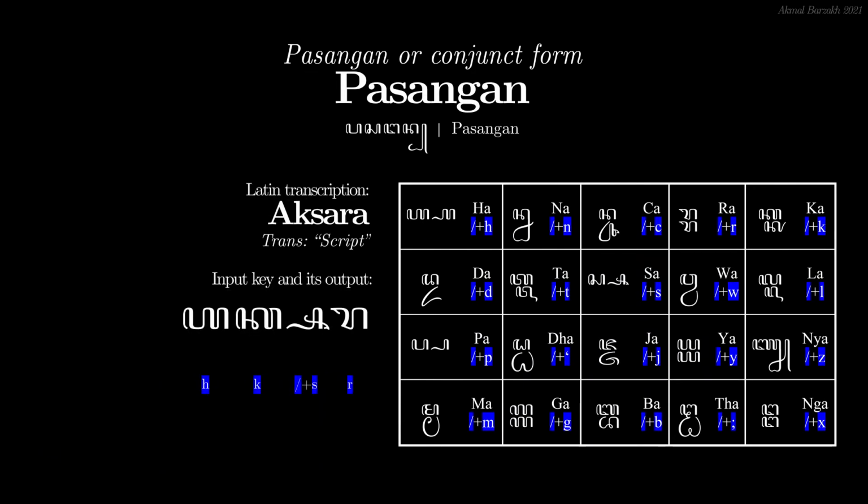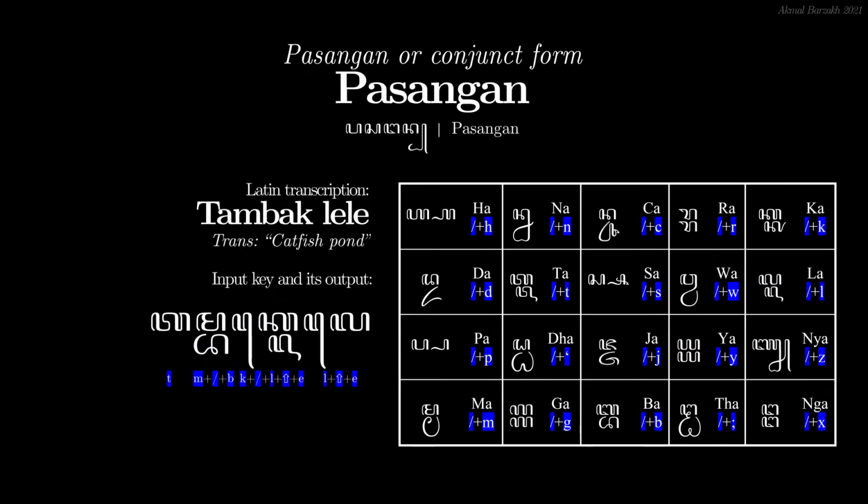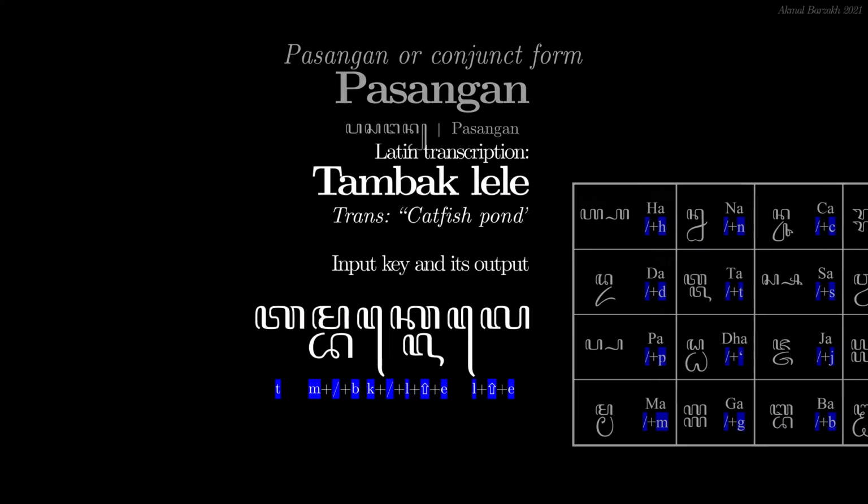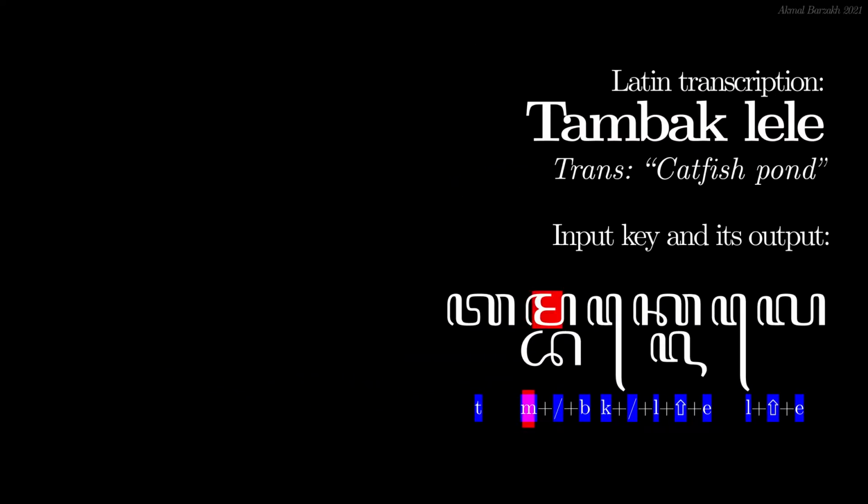For example, Aksara. The consonant K is guild and followed with the Pasangan Sa. Another example is Tambak Lele. The consonant M is guild and followed with the Pasangan Bo. And the consonant K is guild too and followed with the Pasangan Lo, paired with the Sandhangan Swara A or taling on the side. If you want to type a guild consonant with the pasangan afterwards, just press slash after the guild consonant, then the following consonant will be rendered as the pasangan version. So if you want to type tambak lele, just press this set of characters.